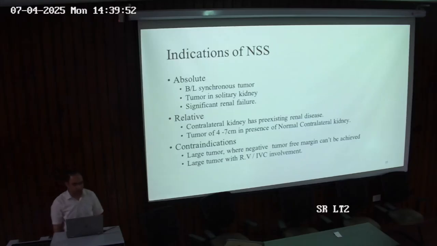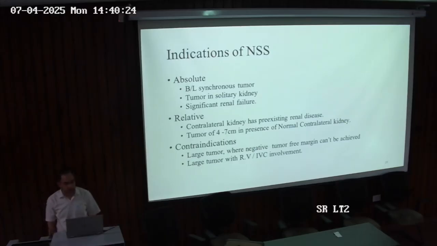Or the tumor of 4 to 7 centimeter in presence of normal contralateral kidney. Contraindication of partial nephrectomy: very large tumor, 9 centimeter tumor. If you remove a 9 centimeter tumor, how much of the parenchyma will remain? For partial nephrectomy, at least 33% of parenchyma should remain. Otherwise, hyperfiltration injury occurs, and the kidney will go into severe albuminuria and hyperproteinemia. The patient develops proteinemia and needs to have that part removed also.